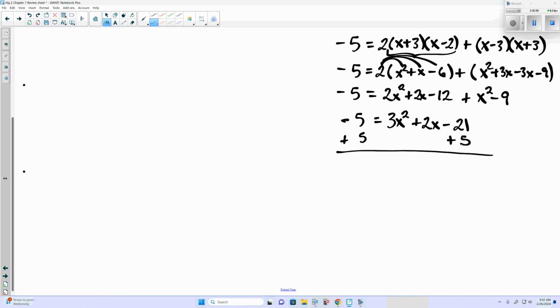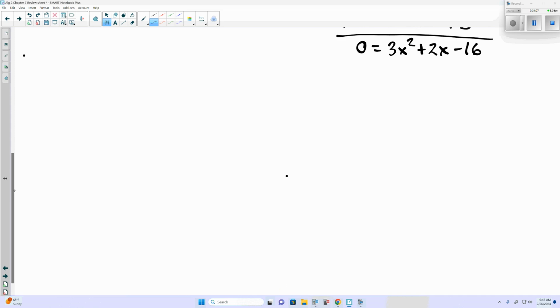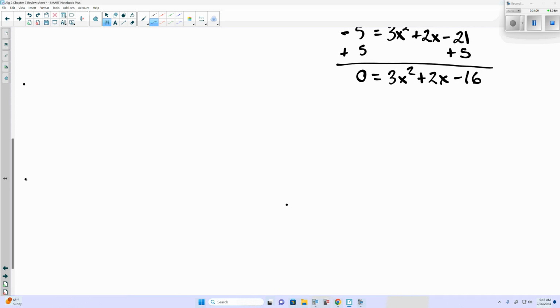So we'll add 5, telling us 0 is equal to 3x squared plus 2x minus 16. The only reason I paused was I was wanting to see what values we got as positive instead of negative.